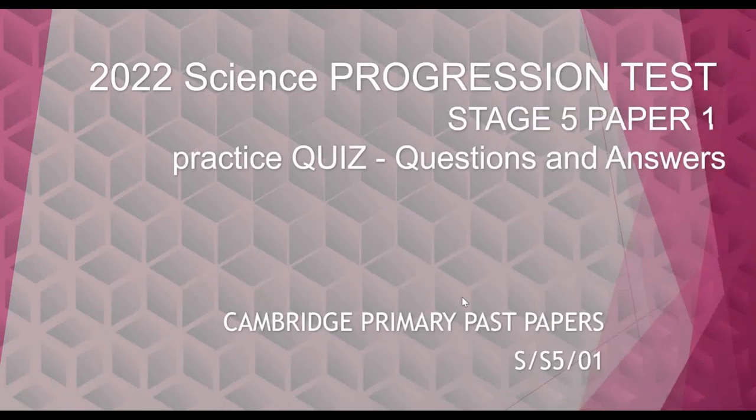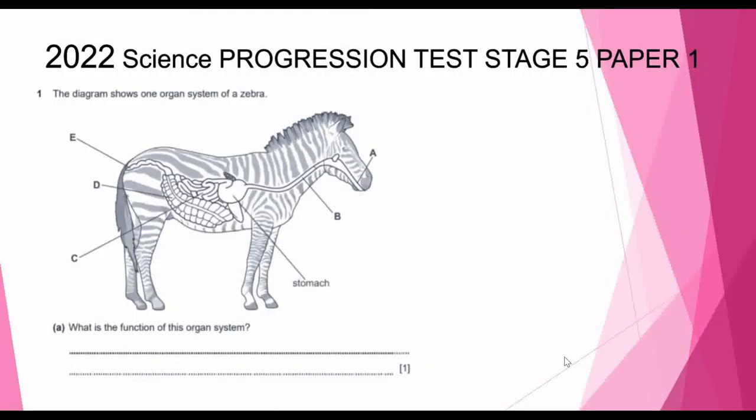Hi guys, today we're going to discuss the 2022 Science Progression Test Stage 5 Paper 1 in the form of a practice quiz, with questions and answers and full explanations. This is taken from a Cambridge Primary past paper with the past paper code S/S5/01. Let's move on to the first question.